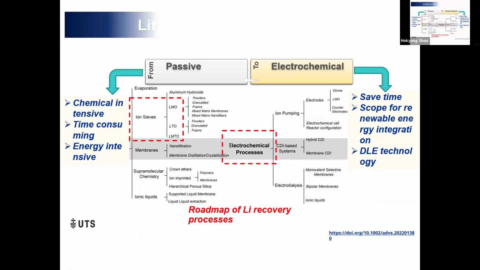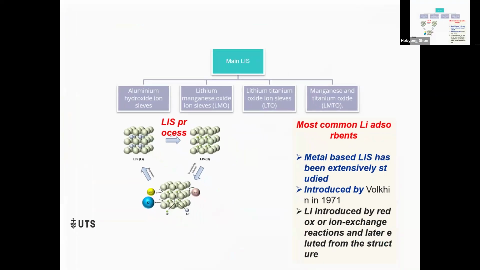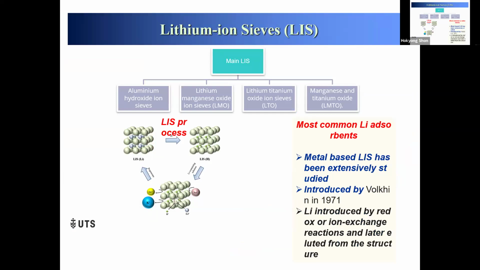Yeah. So there are several methods: adsorbent or ion exchange and electrochemical processes. So you can utilize several ion selective processes and can recover high purity lithium concentration. So this is one of the examples. This is commercially available as an adsorbent. So this is aluminum hydroxide, lithium manganese oxide, lithium titanium oxide, manganese and titanium oxide. So you have a lithium.